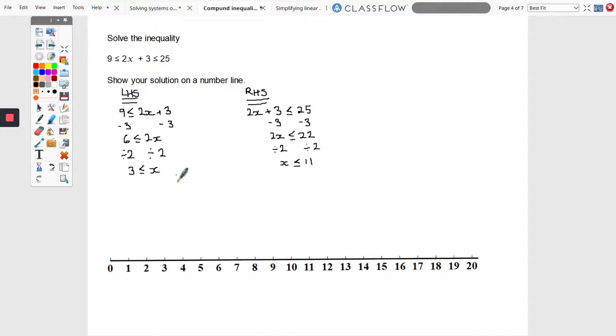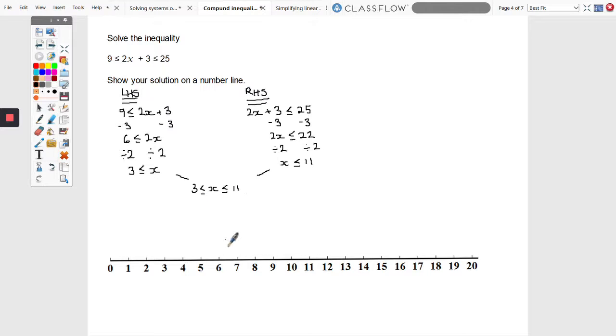And I can now put these two inequalities together. I can write these as a compound inequality because I can see that 3 is less than or equal to x, but 11 is greater than or equal to x.